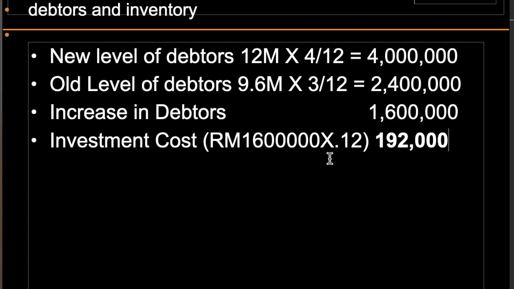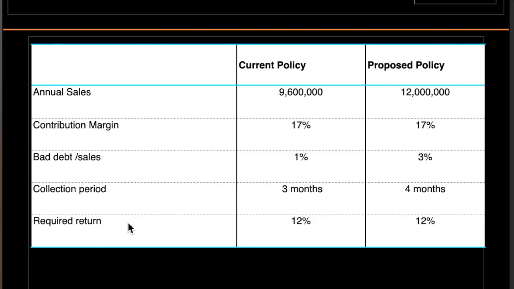Okay, so what is our total cost of investment? Investment cost is this amount, 1.6 million multiplied by 12%. Where do we get this 12%? Sorry, this is not just 12, it's 12%. So let me just write the 12% or 0.12. Where does the 12% come from? This is our required return.